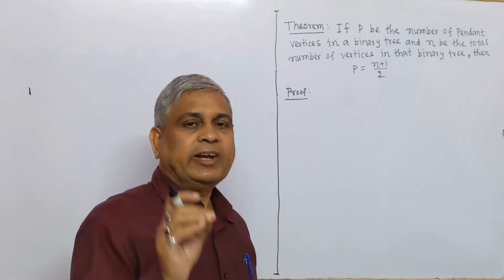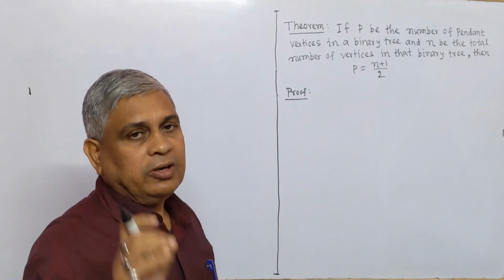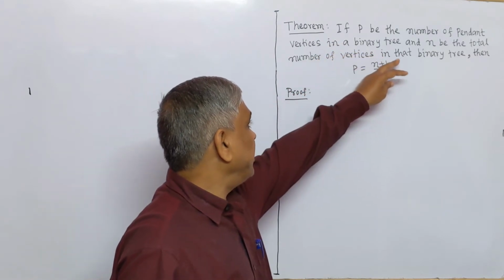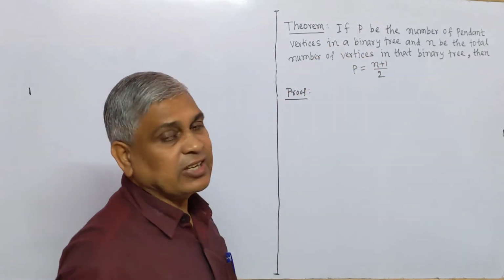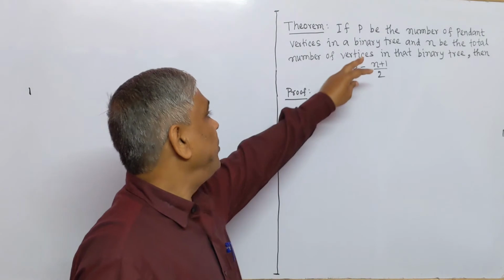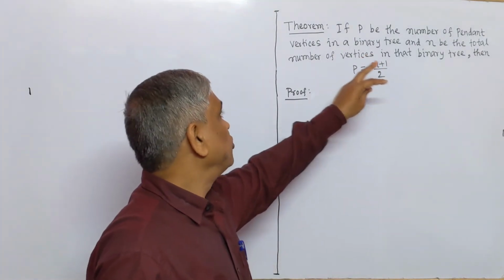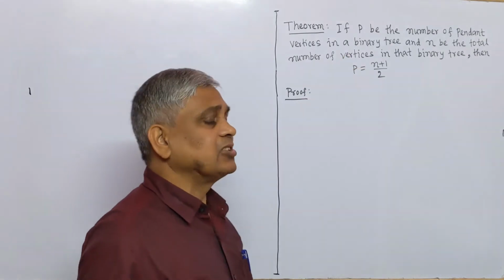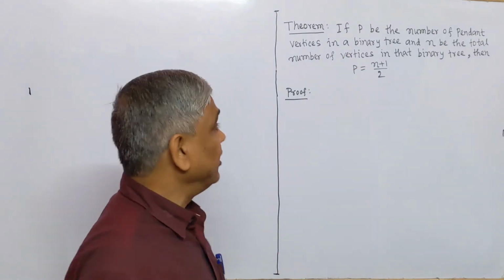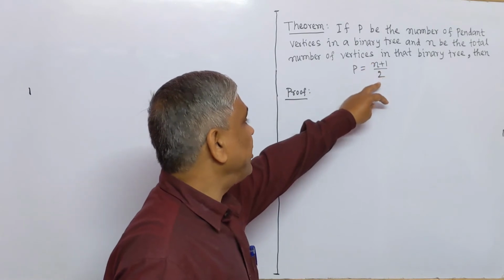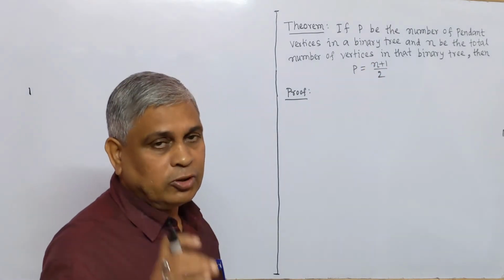Now we prove the next theorem. The next theorem is: if P is the number of pendant vertices in a binary tree and n is the total number of vertices in that binary tree, then P equals (n plus 1) by 2. Now we prove this.